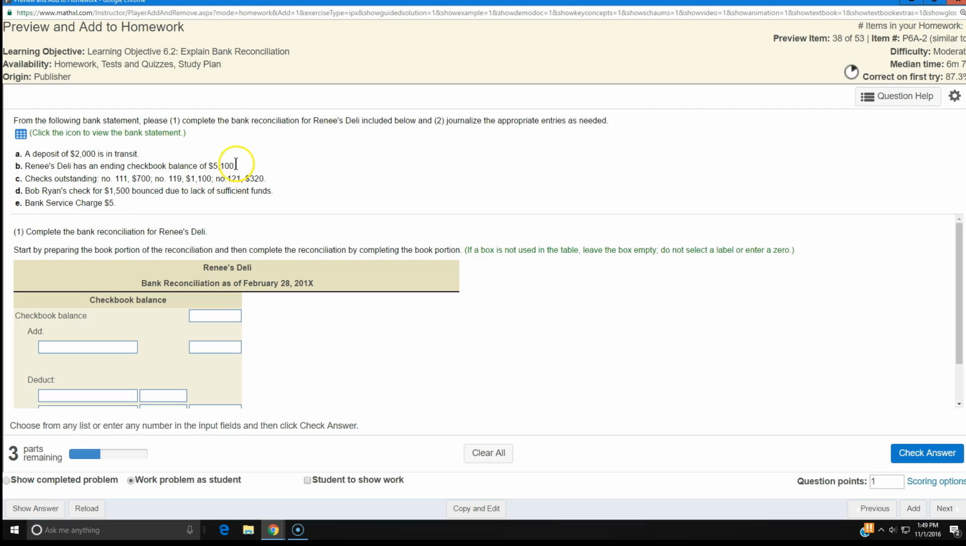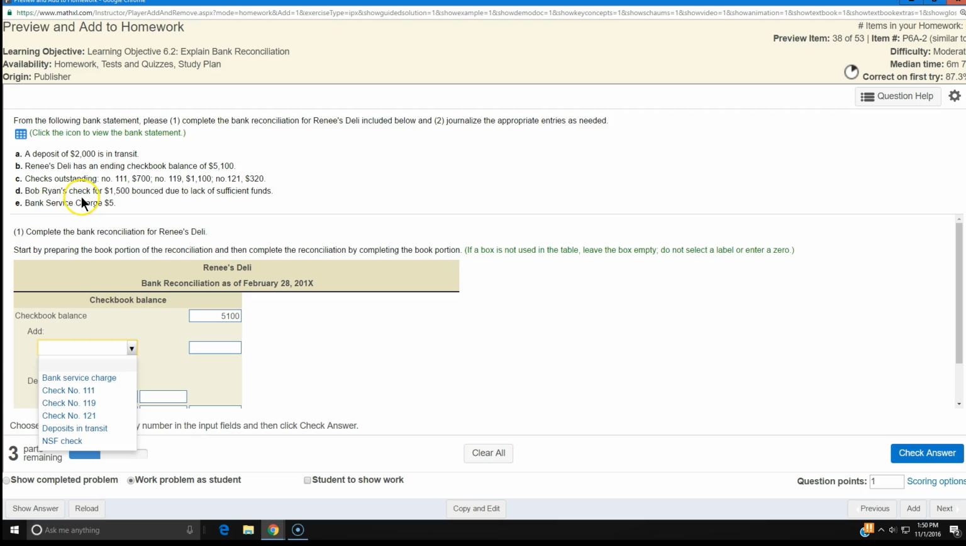This is the checkbook balance right here, so you'd put the $5,100 right there. And I don't think there are any items that I see here, deposit in transit, that's already inside your cash account, and your outstanding checks have already been written and subtracted and are reflected in that balance. So I don't see any additions.